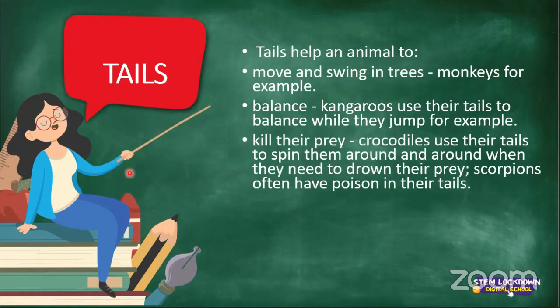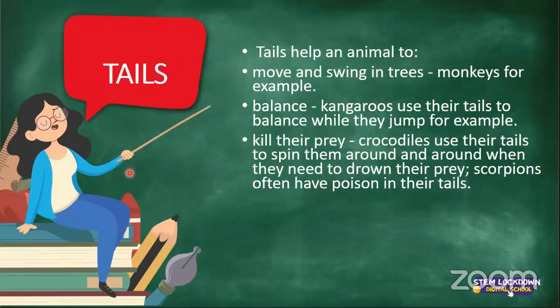An animal can also use its tail to kill its prey. And one of you mentioned that before, if we look at crocodiles. I don't know if you guys want to see or hear this. A crocodile will use its tail to spin its prey around and around in the water, and then they drown their prey. That's how they use their tail to kill their prey.